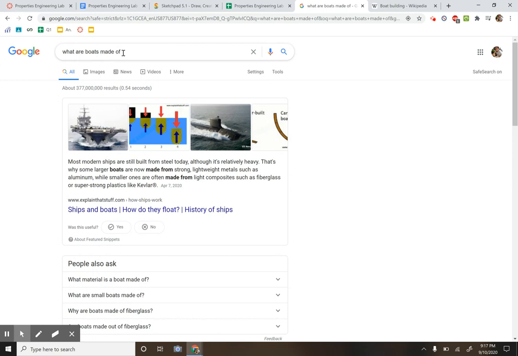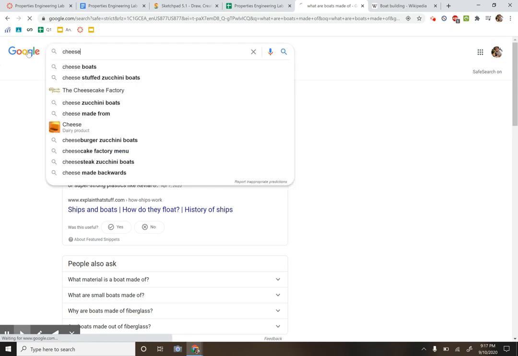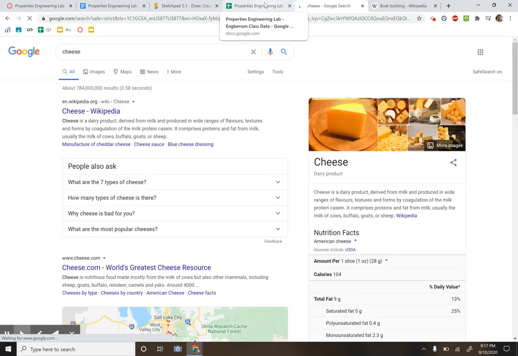What are boats made of, or what are bridges made of, or what are airplanes made of? Okay. Now, it might give you a long list. You can just choose one thing to talk about. So I found out that boats are made of cheese. Okay. Cheese boats.